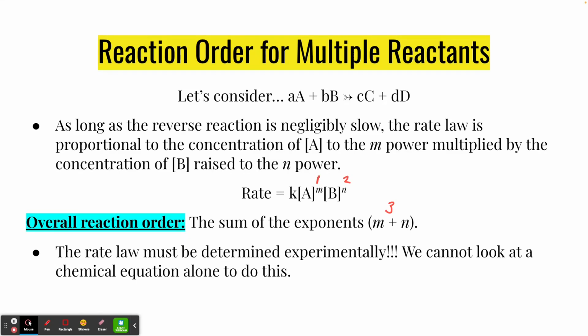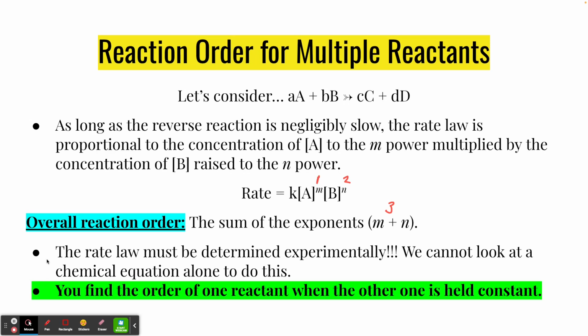And that's kind of the common theme that we're seeing in this unit. Again, it has to be determined in the experiment. So it doesn't matter if we're looking at a simple rate law when it's just one reactant or a reaction with multiple reactants. Again, we have to look at this experimentally. Okay. And now, when you have more than one reactant, you're going to find the order of one reactant when the other one is being held constant. And what do I mean by that? I'll show you on the next slide.